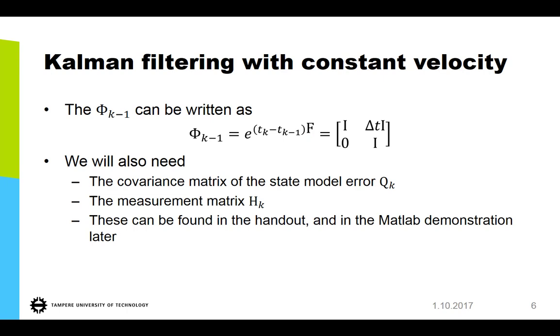Continuing from the previous slide, the phi can be written as a matrix shown here. And we will also need the covariance matrix of the state model error and the measurement matrix. These can be found in the handout in the MATLAB demonstration later.